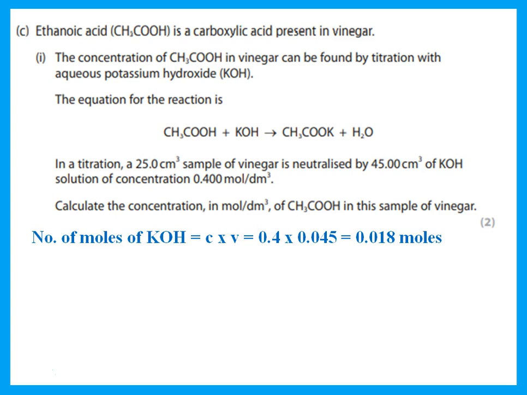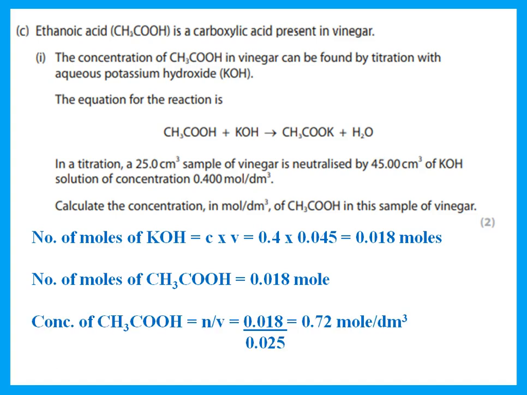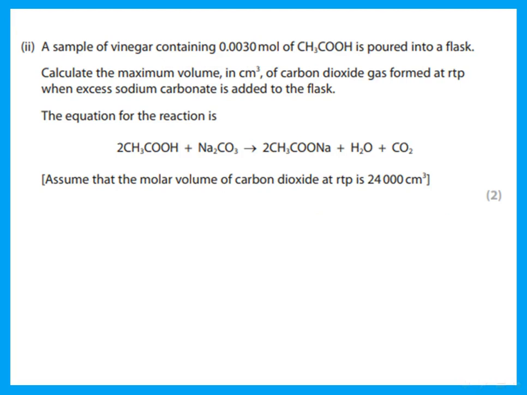Well, the reaction says 1 mole of ethanoic acid reacts with 1 mole of KOH. So the number of moles of ethanoic acid is the same as the KOH. And then what is he asking for? Concentration. Concentration is number of moles over volume. So that is the number of moles over the volume. Remember, the volume has to be in decimeter cube. That means we divide the 25 centimeter cube by 1,000, and that gives me the concentration of ethanoic acid.